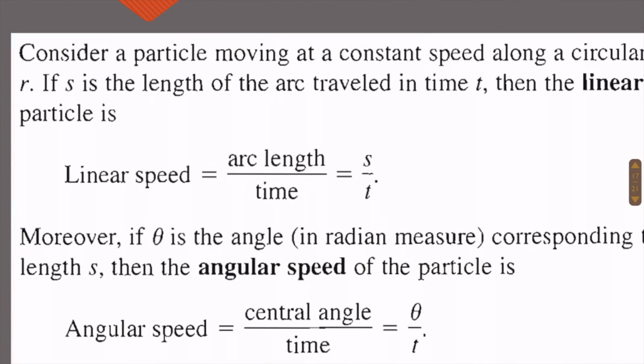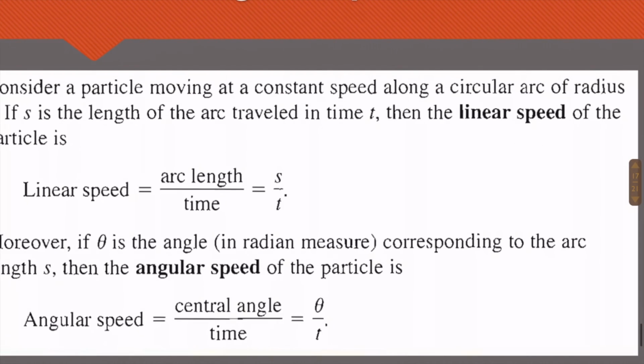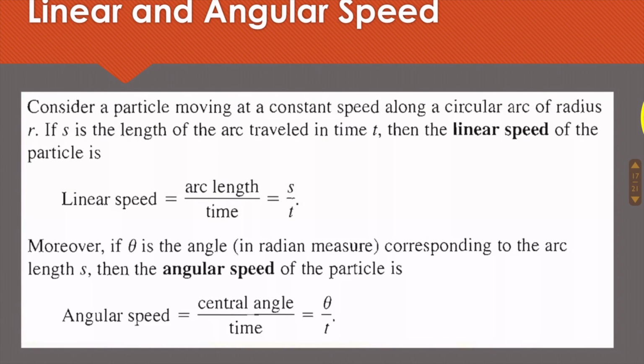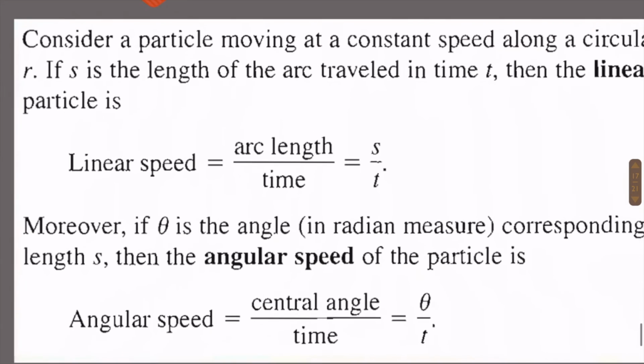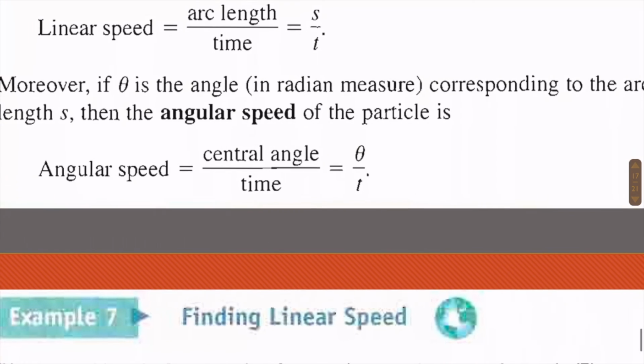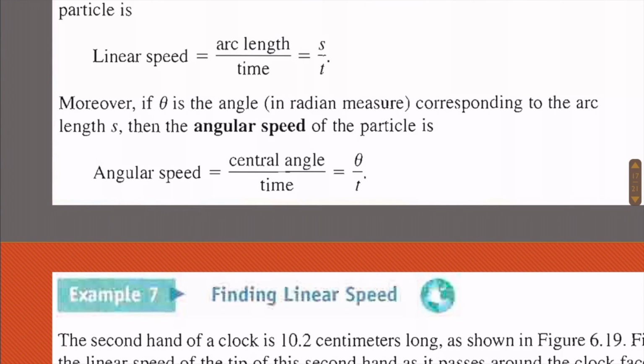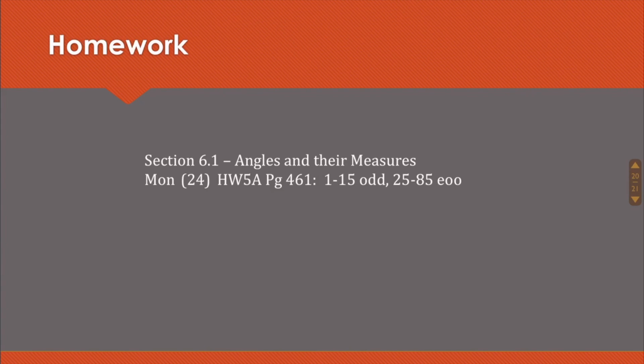So think about what that's saying. For linear speed, consider a particle moving at a constant speed along a circular arc of radius r. If s is the length of the arc traveled in time t, then the linear speed of the particle is the arc length s over time t. Moreover, if theta is the angle in radian measure corresponding to the arc length s, then the angular speed of the particle is the central angle divided by time, or theta over t. So we're talking about two different things, linear speed and angular speed.